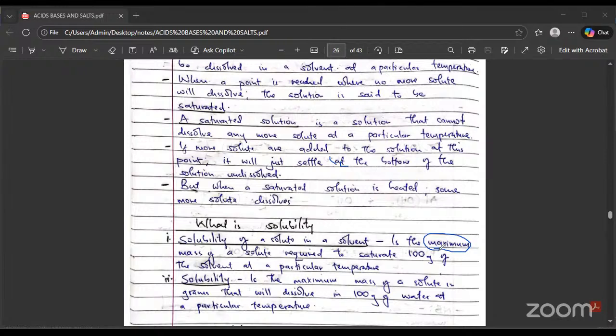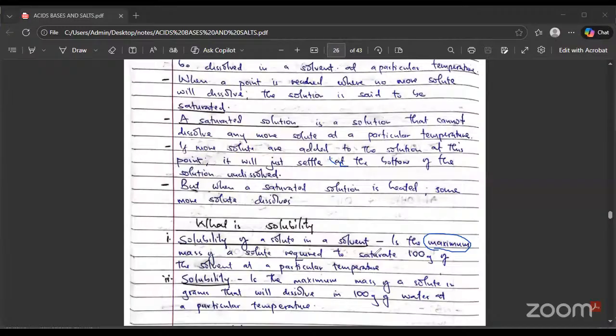Students normally tend to confuse maximum and minimum. Ionization energy is actually the minimum energy; without that word minimum, you get the answer wrong. The same thing with solubility: it is the maximum mass. You are supposed to say maximum, that one is very important.